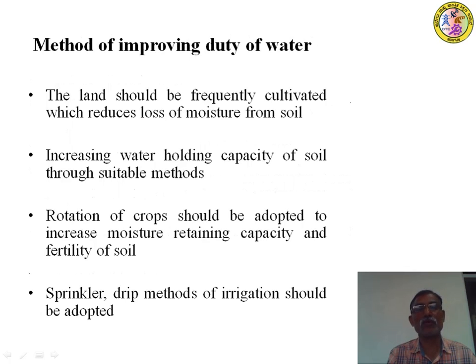Skill of cultivation is also important. The land should be frequently cultivated, which reduces the loss of moisture from the soil. Increase the water holding capacity of the soils through suitable methods of cultivation. The rotation of crops should be adopted to increase moisture retaining capacity and fertility of the soil. Rotation of crops is a very important factor to improve the duty; you should not grow the same crop continuously for consecutive 4 years, 5 years like that. You have to change the crops so that the moisture holding capacity of the soil increases, the fertility of the land increases, and the yield also increases. The duty of the water will increase.